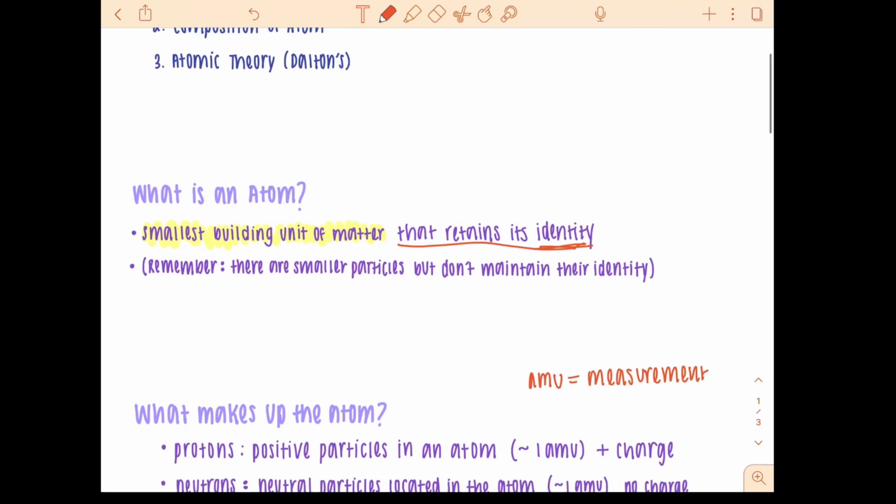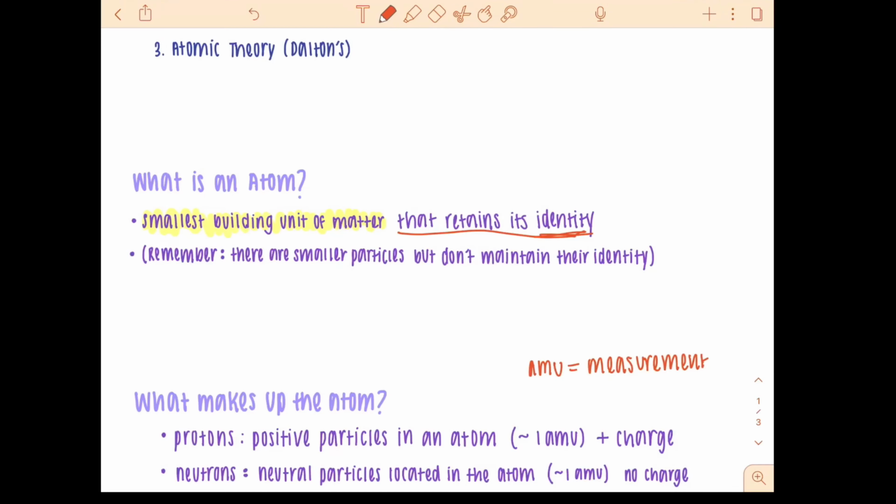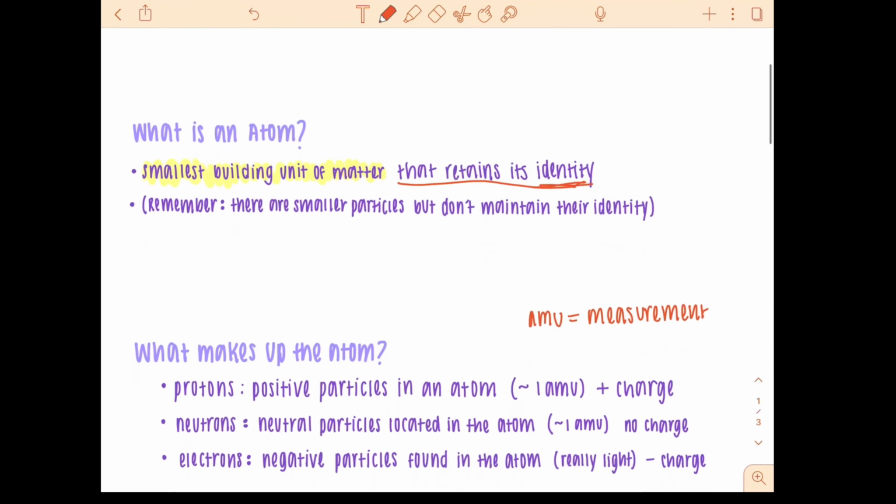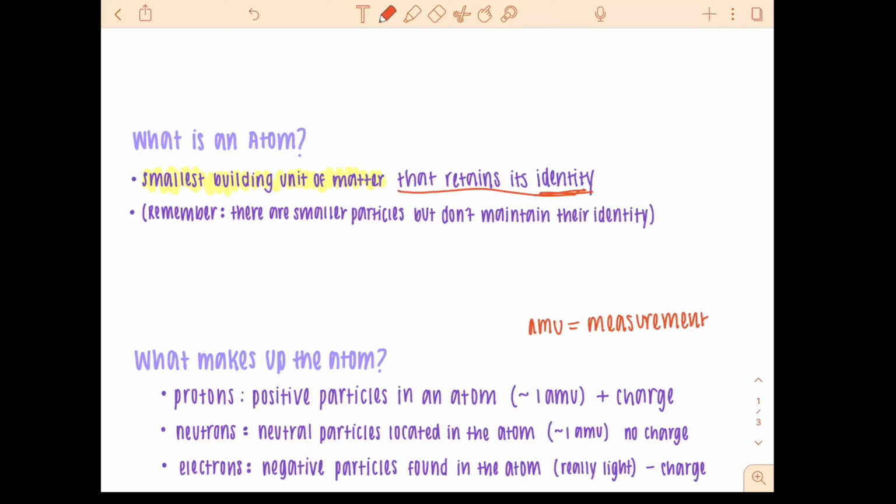And then we have the neutrons, which are the neutral particles in the atom. They also weigh around the same as a proton, but if you are asked this question, they weigh slightly more than a proton, so a little bit greater than 1 atomic mass unit. And they have no charge. So like their name says, they have neutral charge. So then we have electrons, which are the negative particles found in the atom, really, really light with a negative charge.